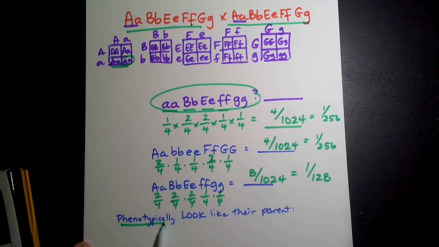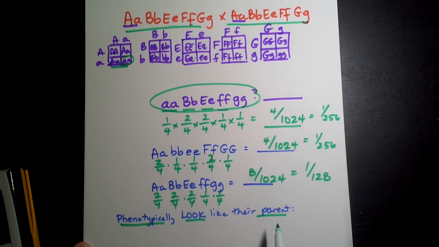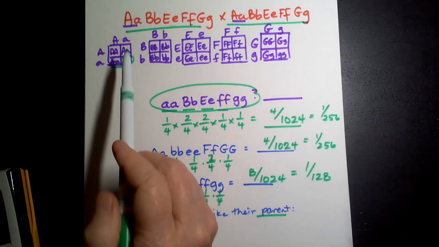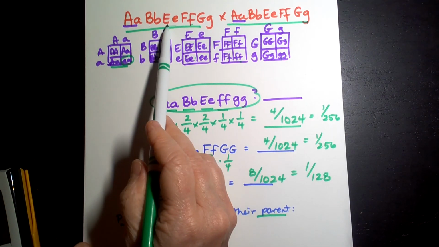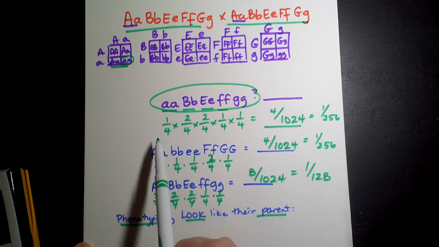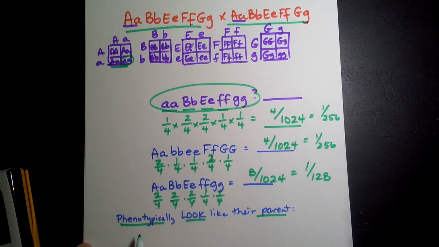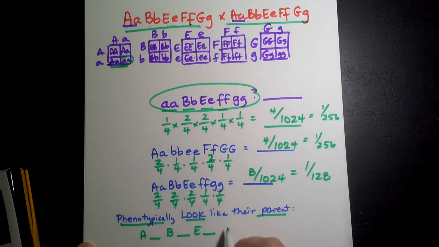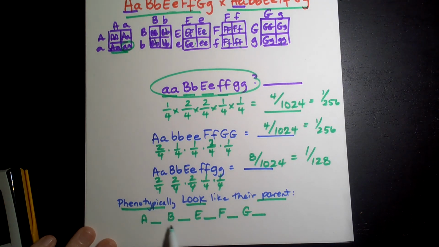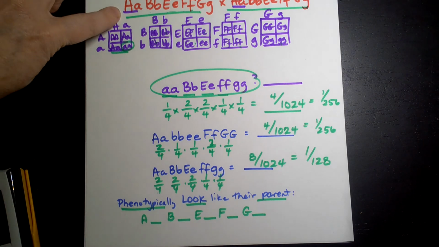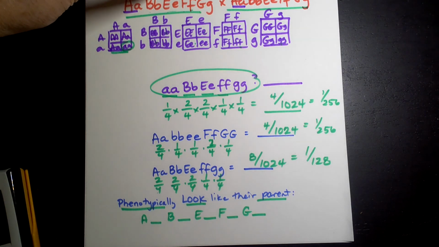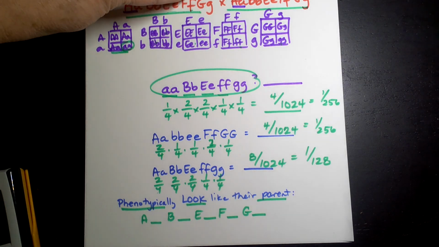Okay, now, phenotypically looking like their parent. All that means is the parent has the dominant phenotype for every trait. So the child only has to have at least one big A, and then it has to have at least one big B, one big E, one big F, and one big G. Because the second letter doesn't matter, they'll physically look like the parent, because the parent has the dominant A phenotype, dominant B phenotype, dominant E, F, and G.